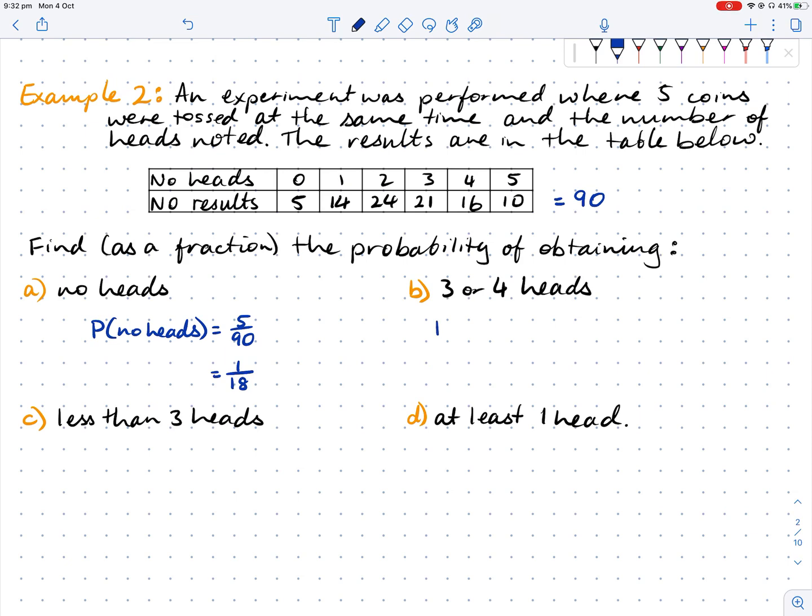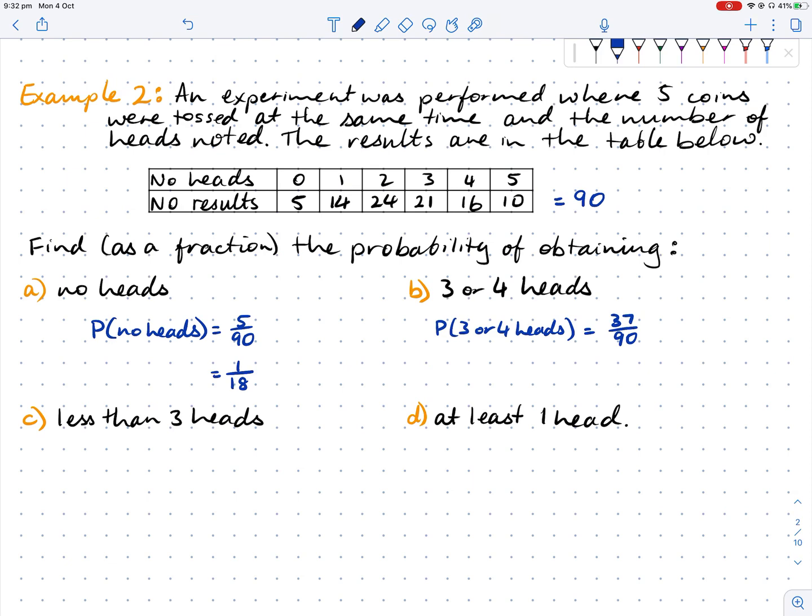For the next one, we want 3 or 4 heads. So we want either 3 heads or 4 heads, so we need to add those together. So 21 plus 16 is 37, so it's 37 out of 90. Now we can't simplify that any further, so we can leave it like that.